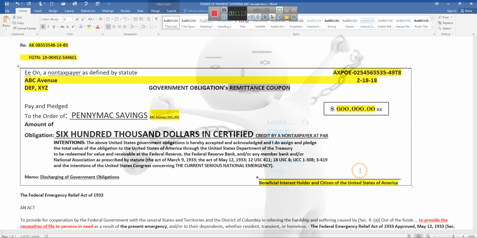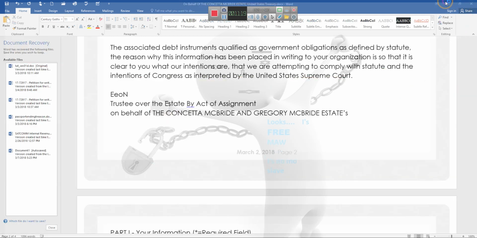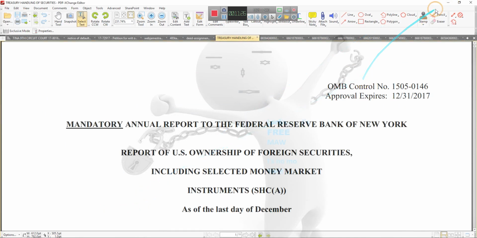Don't you guys understand the all caps name means taxpayer? Wait a minute. Hold on. Get out of here. What you doing here? Get out of here.